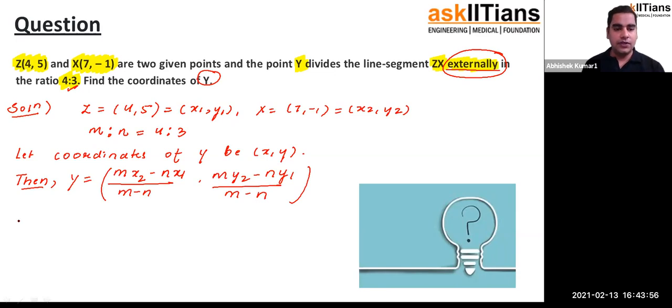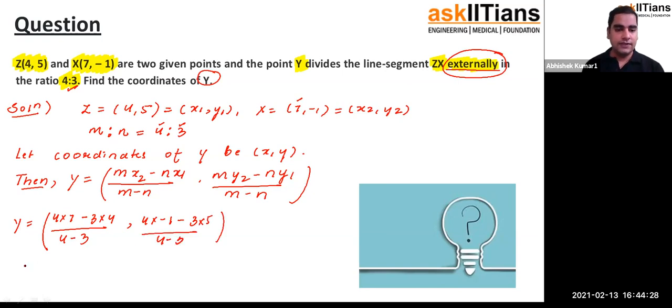Let's substitute the values. For x, we have m, which is 4, into x2, that is 7, so 4 into 7, minus n, which is 3, into x1, so 3 into 4. In the denominator, you have m minus n, that is 4 minus 3. For y, you have 4 into minus 1, minus n, that is 3 into 5, upon 4 minus 3. If you simplify it more, you will get 28 minus 12 upon 1, and minus 4 minus 15 upon 1.